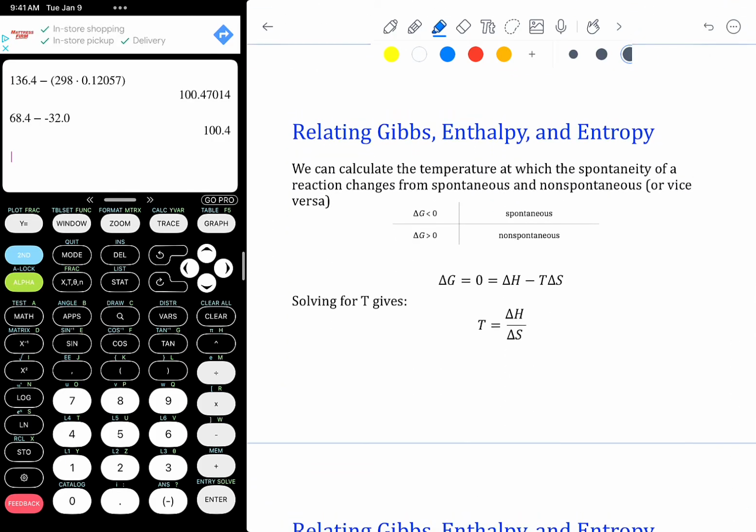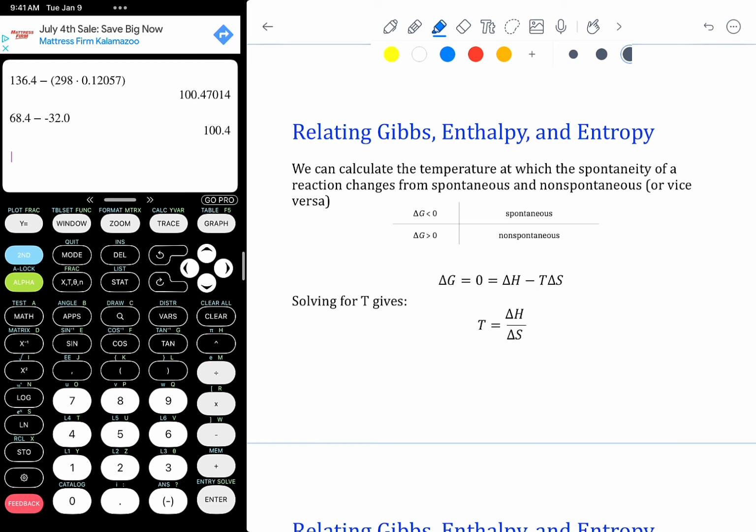Now in our chart of delta H and delta S and how those related to delta G and if it was spontaneous or not, we said that at high temperatures versus low temperatures would change the spontaneity for two of those situations. So what we can do is we can calculate the temperature at which the spontaneity of a reaction is going to change from spontaneous to non-spontaneous or vice versa.